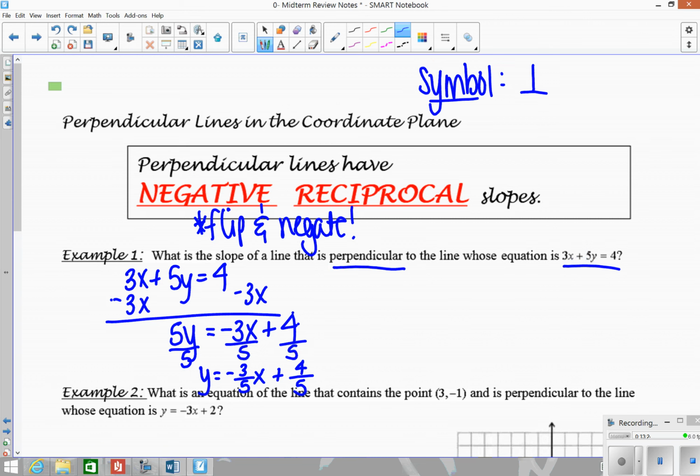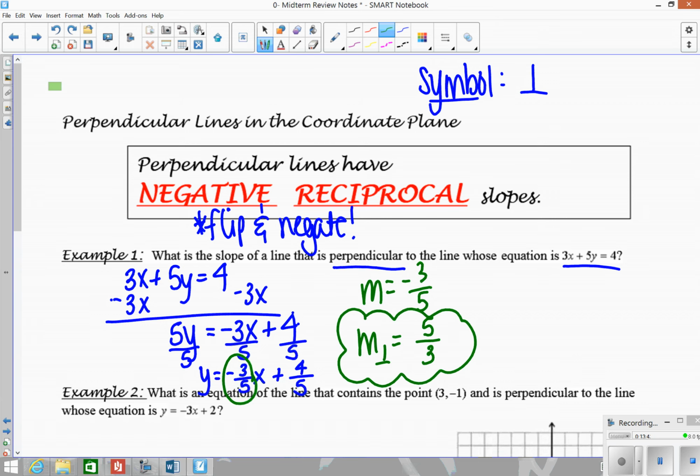Leaving these things as fractions is going to be helpful. Don't try to get decimals here. So my slope of the original is negative 3/5. The slope of the perpendicular is going to be flip that, so we get 5/3, and negate it, meaning it's going to become positive. So that's my perpendicular slope.